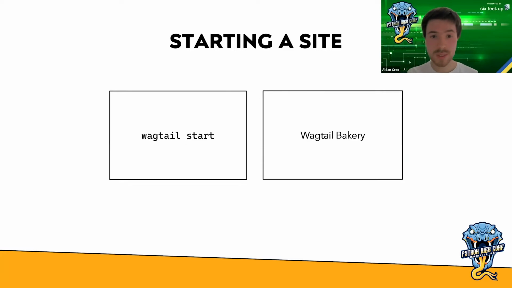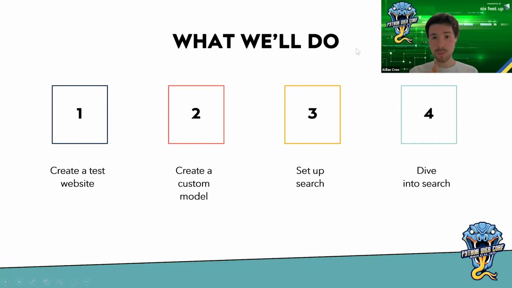In any situation, we will have mainly two ways of starting a website. The first one is wagtail start, which is just a command that lets you create the structure for your website, or you have the Wagtail bakery, which is a demo website that comes pre-created. It's a nice option to do development, but in this case, we'll be starting with wagtail start, which just creates an empty structure.